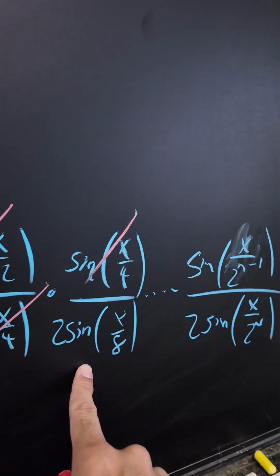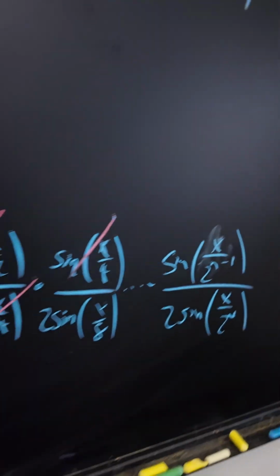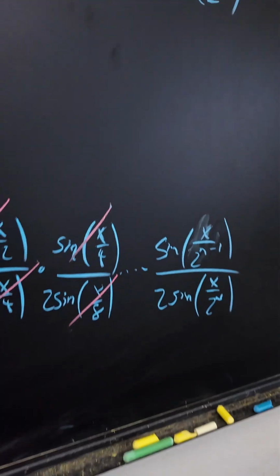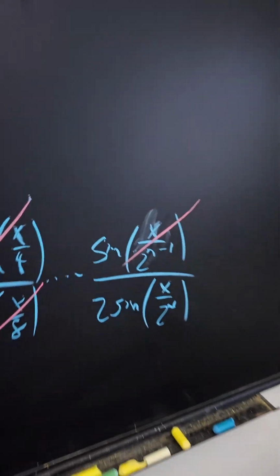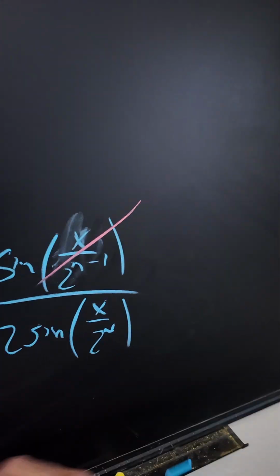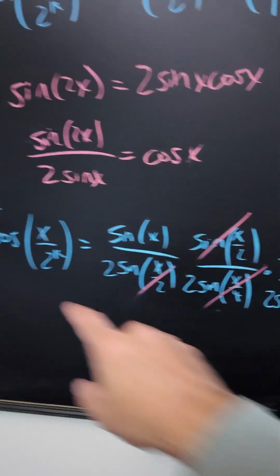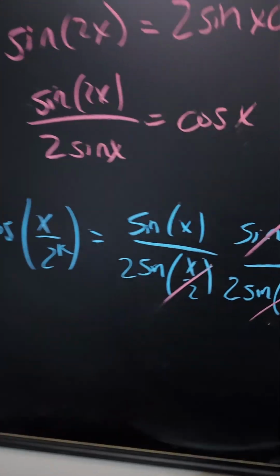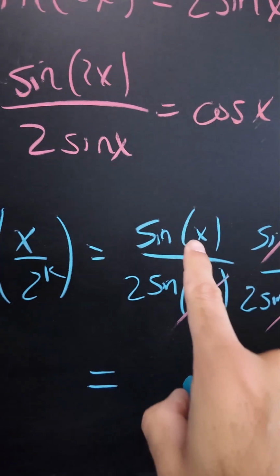And then you're gonna have a sine x over 8. It's gonna cancel out with the sine of x over 8. So the bottom and the top cancel out, on and on and on. This will cancel out, leaving us with this right here.